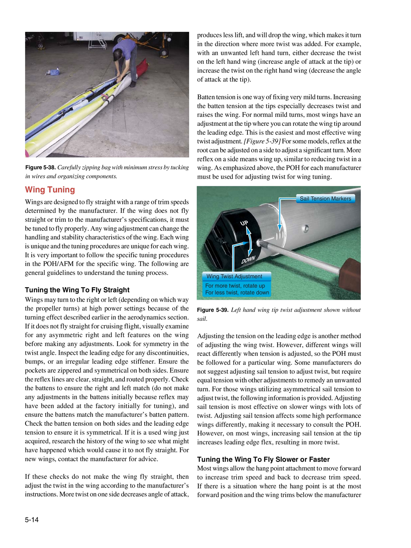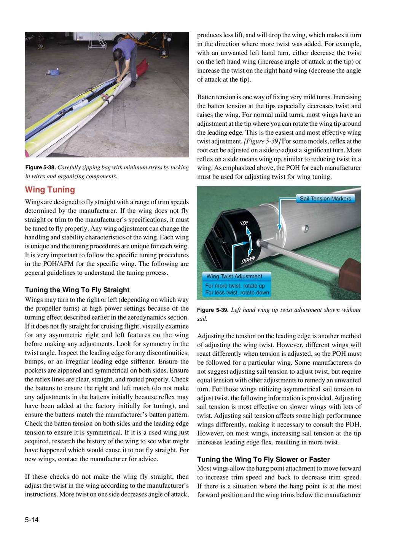If these checks do not make the wing fly straight, then adjust the twist in the wing according to the manufacturer's instructions. More twist on one side decreases angle of attack, produces less lift, and will drop the wing, which makes it turn in the direction where more twist was added. For example, with an unwanted left-hand turn, either decrease the twist on the left-hand wing, increase angle of attack at the tip, or increase the twist on the right-hand wing, decrease the angle of attack at the tip.